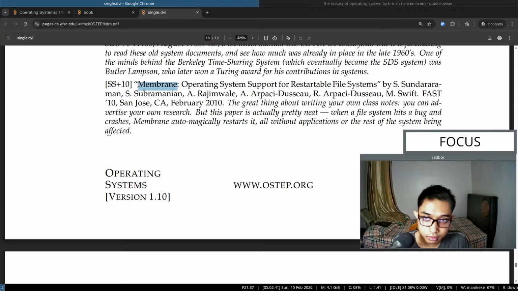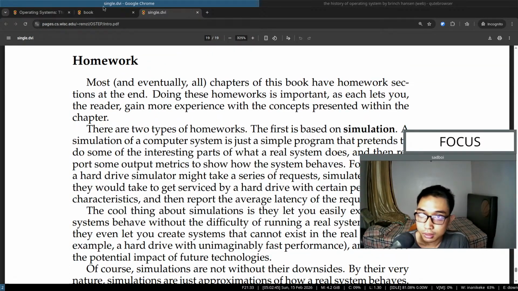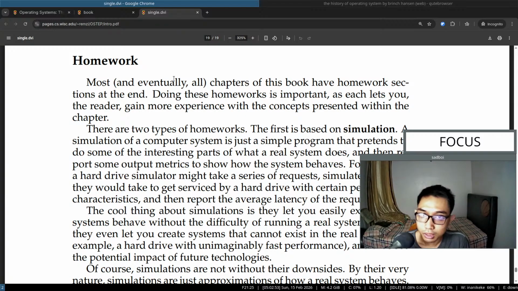Membrane. Okay. Now let's see. Yeah, there's this homework, right? Most and eventually all chapters of this book have a homework section at the end. Doing this homework is important as it lets you, the reader, gain more experience with the concepts presented within the chapter.